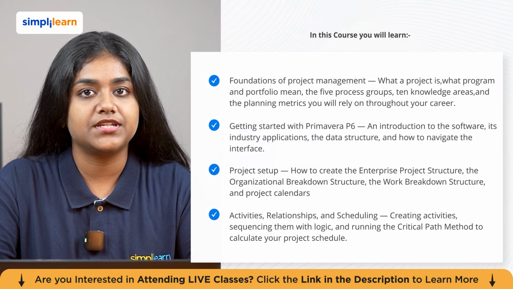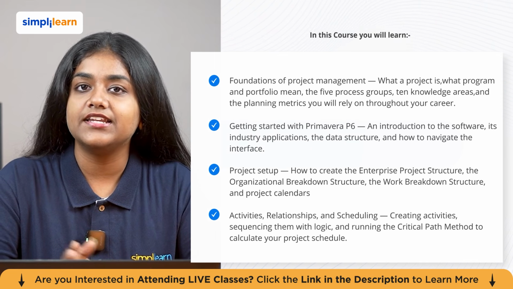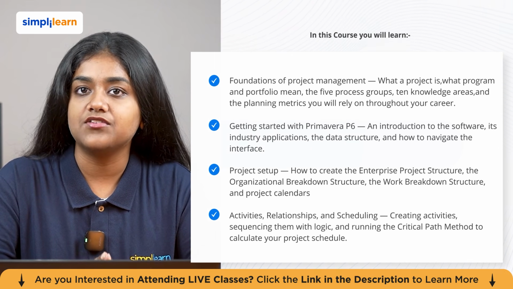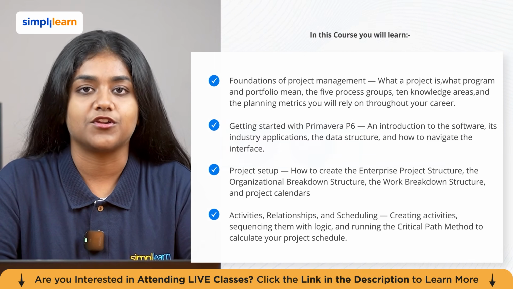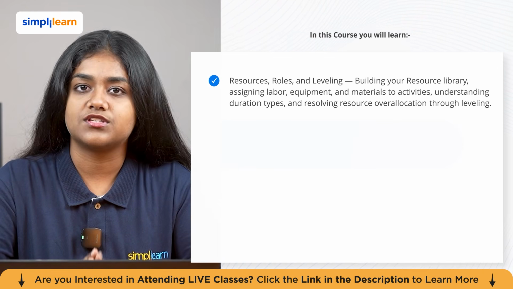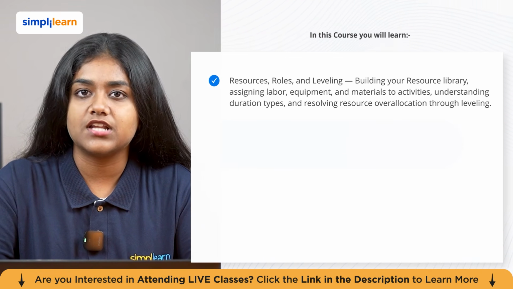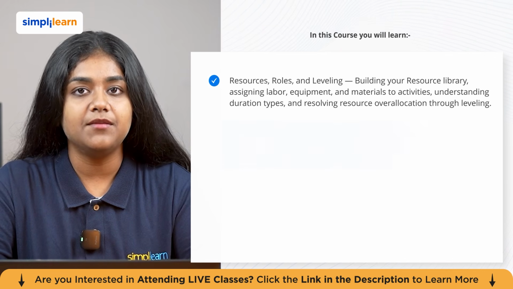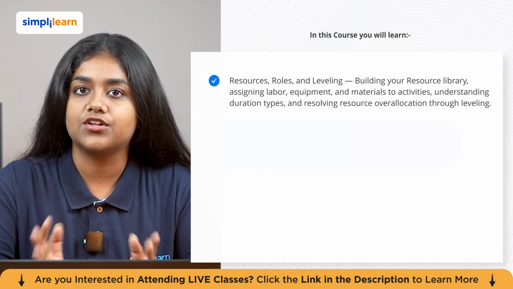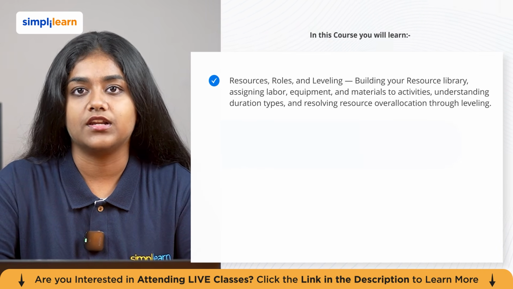Module 4 covers activities, relationships, and scheduling, creating activities, sequencing them with logic, and running the critical path method to calculate your project schedule. Module 5 covers resources, roles, and leveling, building your resource library, assigning labor, equipment, and materials to activities, understanding duration types, and resolving resource over-allocation through leveling.